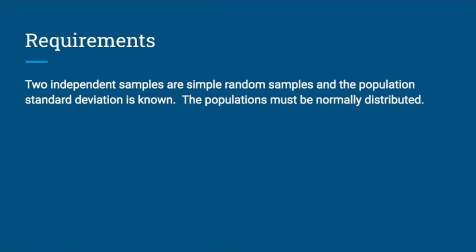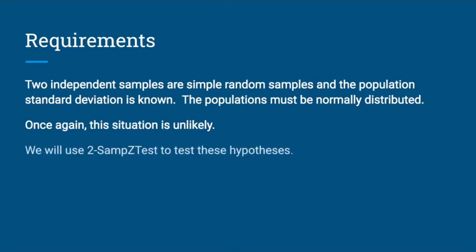So again, we have two independent samples. They must be simple random samples, and the population standard deviation this time is actually known. In order for this to work, the populations do need to be normally distributed. So unlikely situation, but again, easy to do the calculations, so we're doing it.